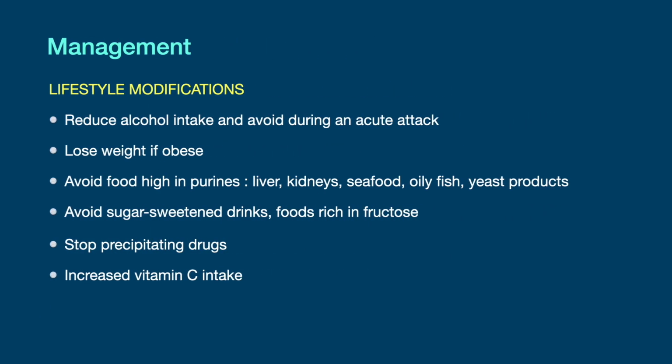Now, there are some lifestyle modifications that can be suggested, such as reducing alcohol intake and avoiding it during an acute attack. Also, if one is obese, losing weight would be beneficial. Avoiding food high in purines such as liver, kidneys, seafood, oily fish, and yeast products. And finally, to avoid sugar-sweetened drinks and foods that are rich in fructose.